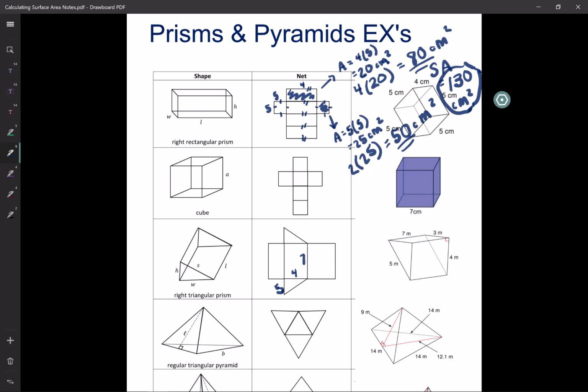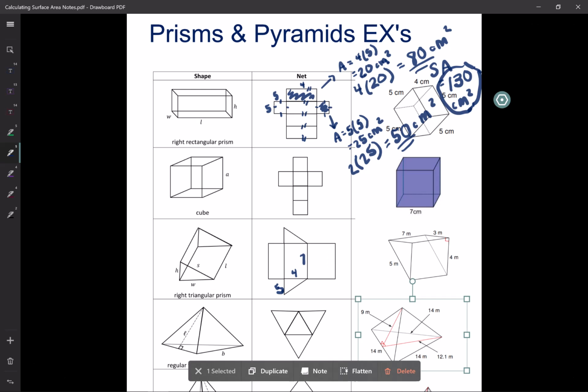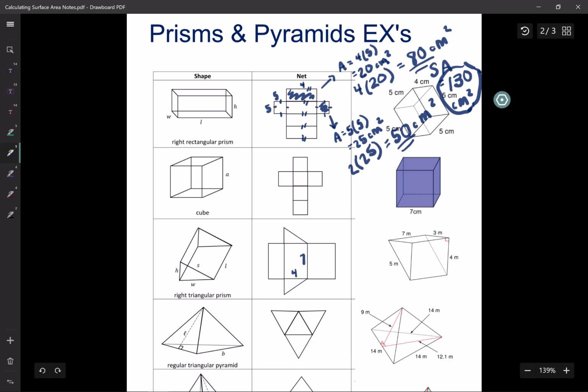Four by 7, and then 5 by 7. Sorry, I mislabeled that. This is 3, this is 5, and then we have a 3 by 7, and this is 5 over here. So I know that was a little tricky. You see how I labeled the dimensions, okay?